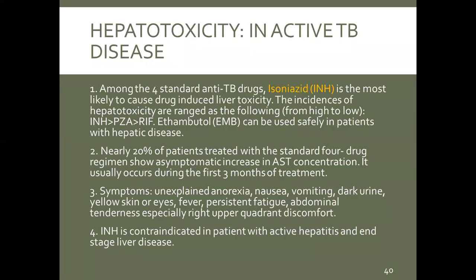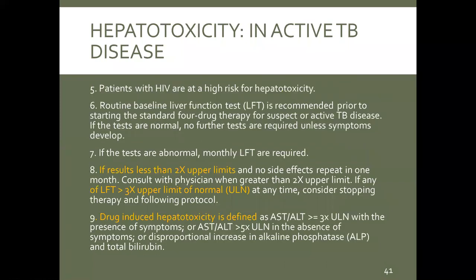If we talk about hepatotoxicity, the most common and most toxic drug is INH. The incidence of hepatotoxicity ranges from high to low like this: INH is the most common, followed by pyrazinamide and then rifampicin. Ethambutol can be safely used in patients who have hepatic toxicity. Symptoms include nausea, vomiting, decreased intake, dark urine, yellow skin discoloration. INH should not be given in a child who is having acute hepatitis and in end-stage disease.